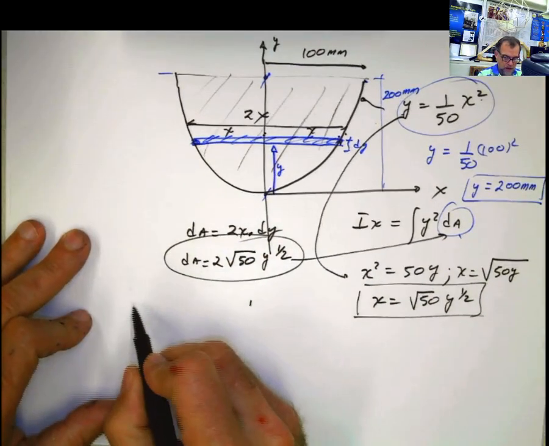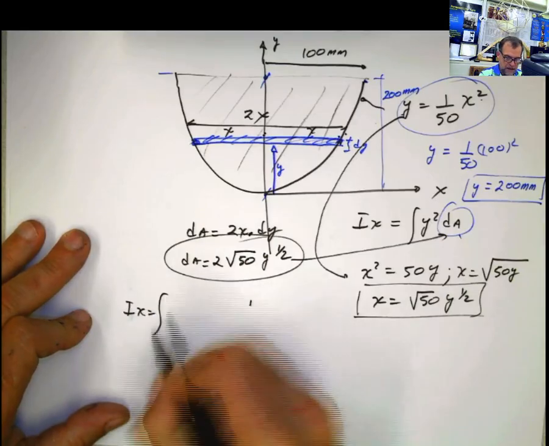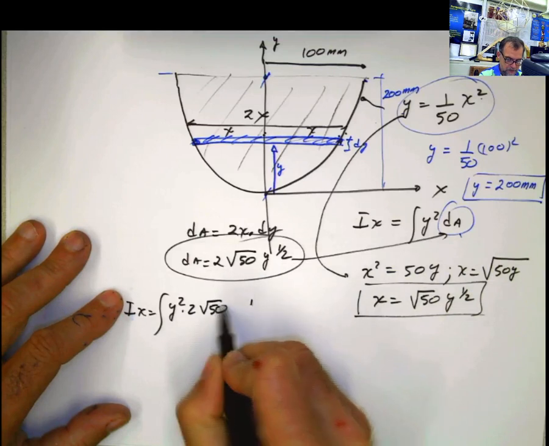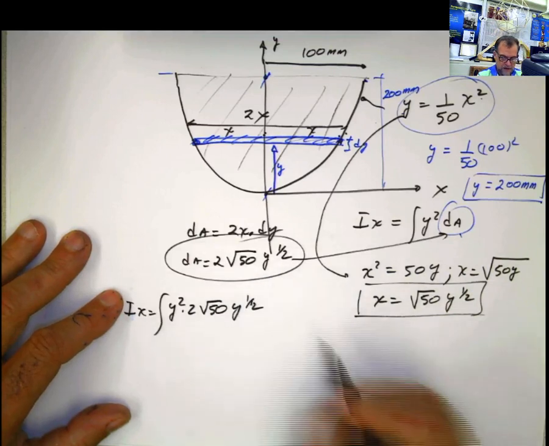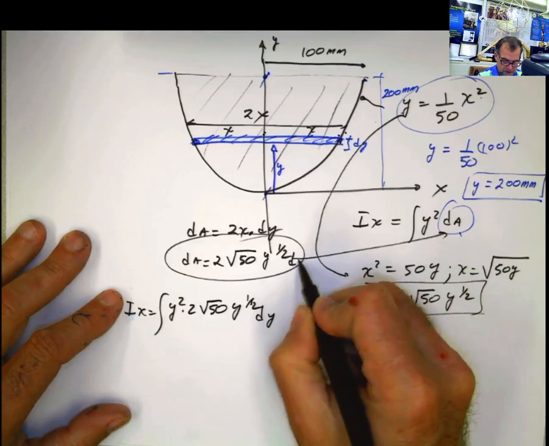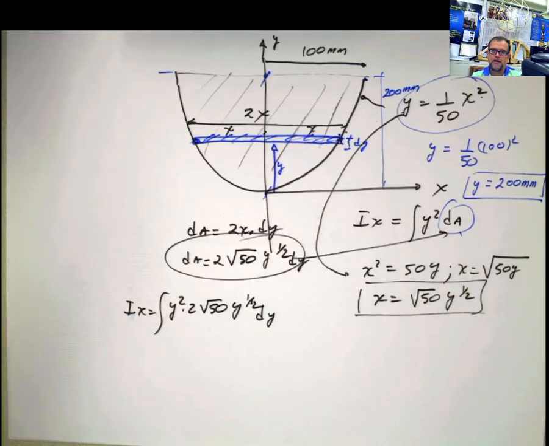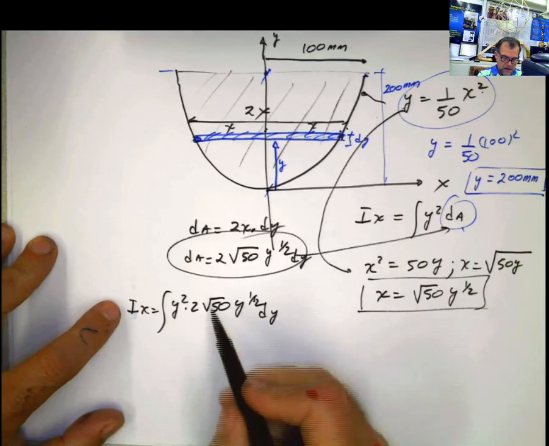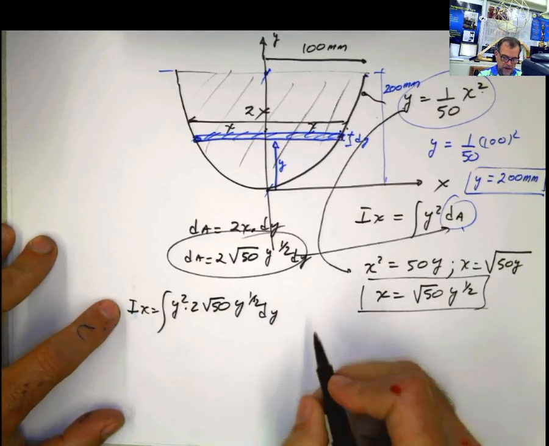So then we're going to do that. Ix equals the integral of y squared multiplied by that y to the 1/2 dy. I'm sorry, I missed the y here. I know it happened. I also make errors from time to time. So this is there, dy. This is constant. I can take this out of the integral.